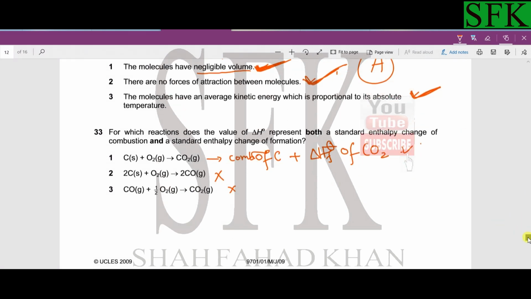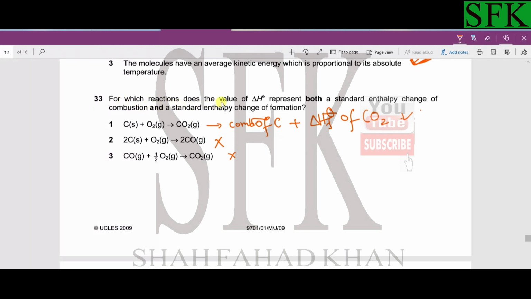Next, 33. For which reactions does the value of enthalpy change represent both a standard enthalpy change of combustion and a standard enthalpy change of formation? Okay, first of all, to identify, we need to know what enthalpy change of formation and enthalpy change of combustion mean. Enthalpy change of combustion is the enthalpy change in which 1 mole of a compound is burned in excess supply of oxygen, and enthalpy change of formation is when 1 mole of a compound is formed from its elements. It's important that it is formed from its elements under standard conditions if we're talking about standard enthalpy change of formation.